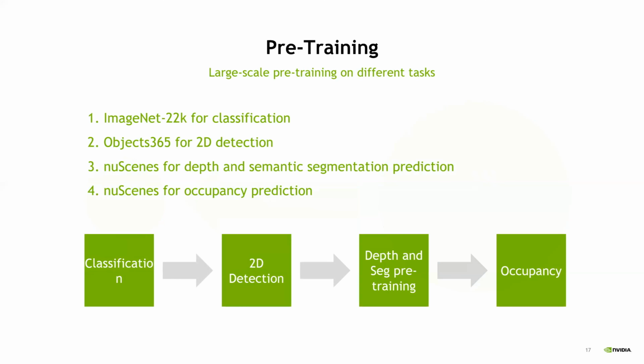and then go to 2D detection. We train the network using the 2D detection head on Objects365. Then we do in-domain pre-training. This in-domain pre-training is depth and semantic segmentation prediction.